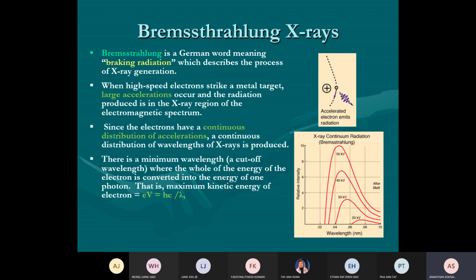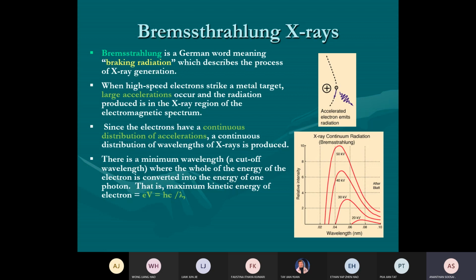What is the energy possessed by the electron? First of all, how does the electron get energy from the electron gun? Do you remember, the kinetic energy gained by the electron is eV, the voltage applied in the electron gun times the charge, right? So this is the energy possessed by the electron, eV. All the electron kinetic energy is converted to one photon. The photon formula is hc over lambda. So this is the smallest wavelength produced.